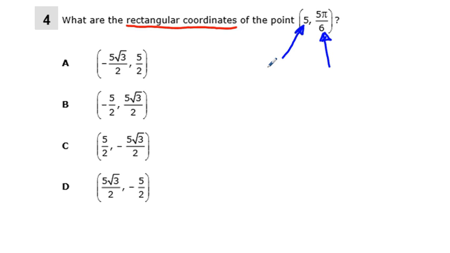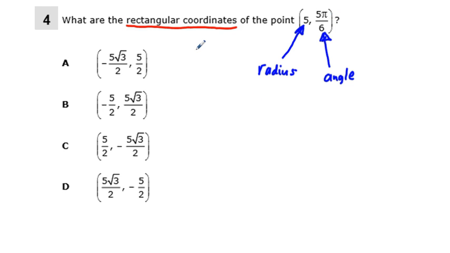This one on the left, 5, is the radius. Okay, how far out from the center of that circle? So we're going to be 5 units out. And the second one is our angle. And how can we tell it's an angle? Because of this 5 pi over 6. Usually something in terms of pi is going to be an angle. Also, sometimes you'll see a degree symbol here.